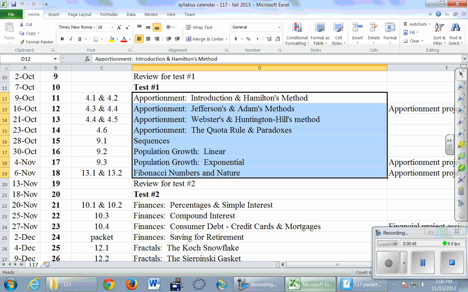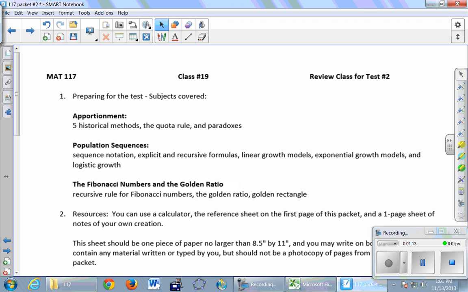The test is on all of the stuff since the first test. This test is not cumulative, so you're not going to see voting theory or weighted voting or cryptography, just the new stuff, which is these 8 days of material. About half the test is on apportionment. The other half is on the things we've done having to do with sequences. Questions on the calendar? Okay, then let's take a look on page 45.